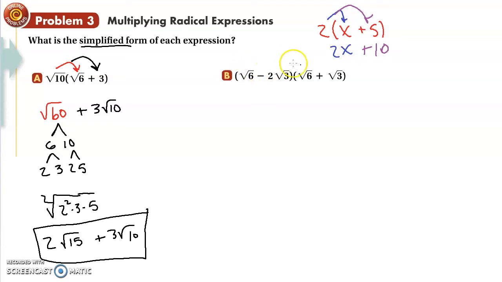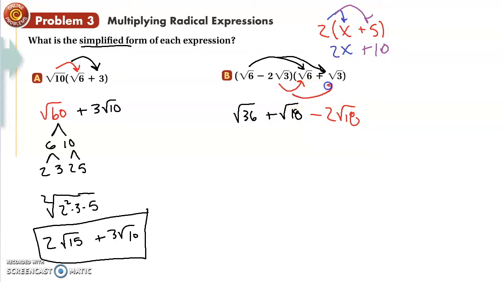What if we had to distribute using FOIL or box method? Either one would work. Let's go ahead and try that right now. FOIL. The square root of 6 times the square root of 6 is the square root of 36. Square root of 6 times square root of 3 is the same thing as square root of 18. Then we can do negative 2 square root 3 times square root 6, which is negative 2 square root 18. And negative 2 square root 3 times square root 3 is negative 2 square root 9.